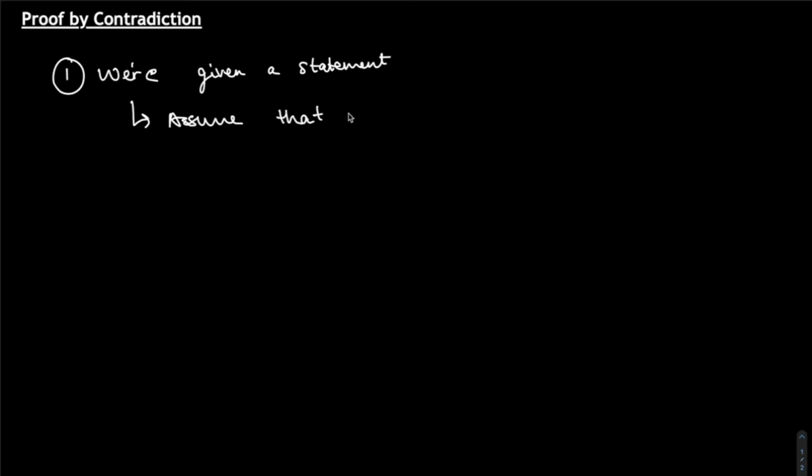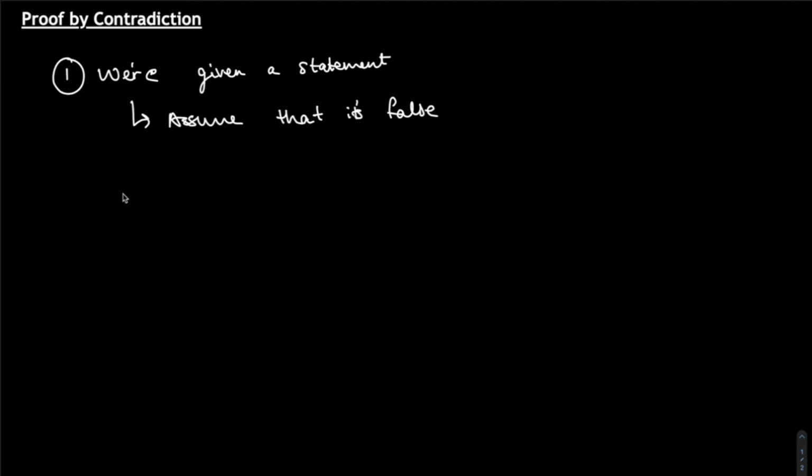Before I get started with a few example questions, I just want to reiterate the entire process of what we're going to do. In theory, the first thing is we're given a statement. And the first part of this is that we assume that it's false. That's the first thing we do.